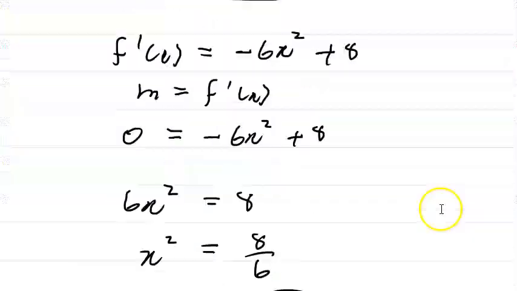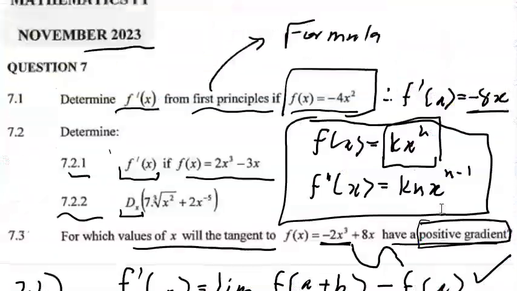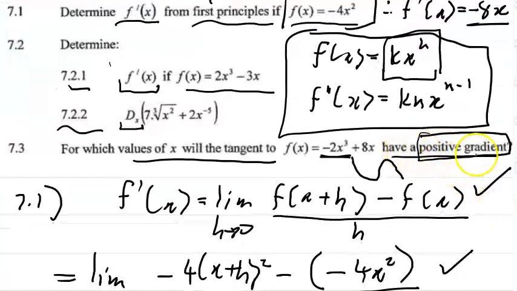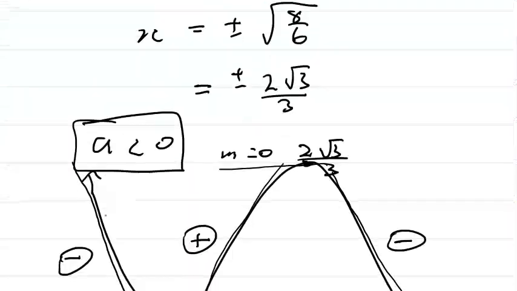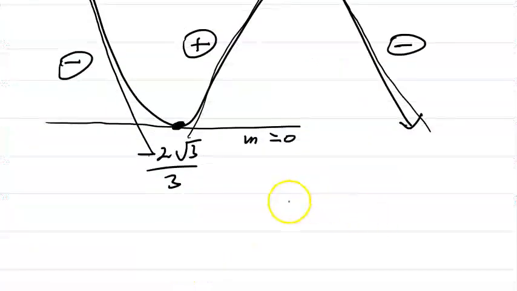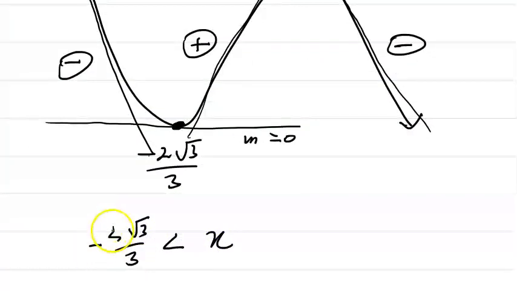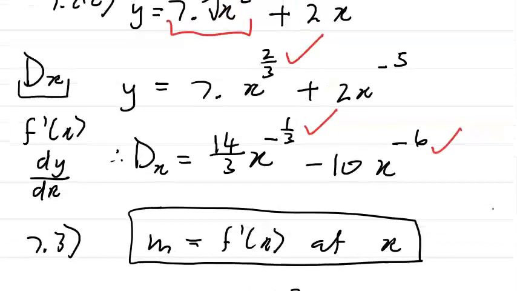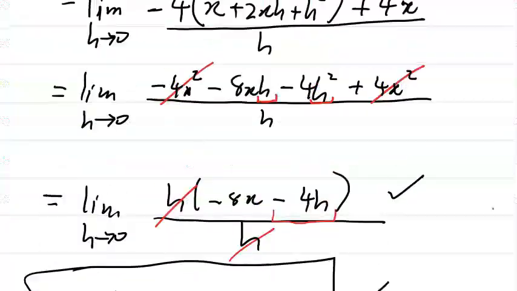Now, if you want to answer the question, that's exactly what we want to do. The question clearly asks for which values of x it will have a positive gradient. That is going to be between these two x values here. So we write: therefore, x must be greater than minus 2 root 3 over 3 and less than 2 root 3 over 3. Between those two x values, the gradient of our cubic function is positive. And learners, that will be our solution to this question.